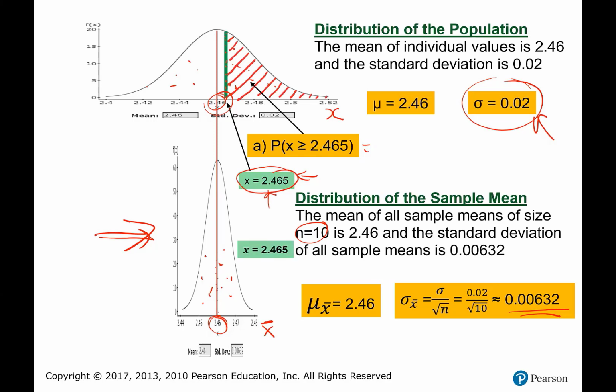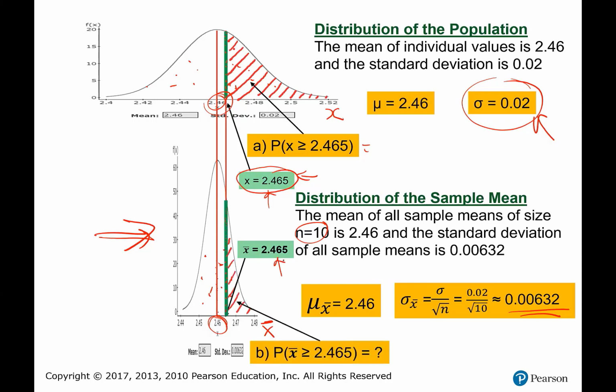And in the second problem, at this point 2.465, we are going to stack all samples of size 10 such that the mean of all of these samples is 2.465. And in this region, we have all samples of size 10 such that the mean of all of these samples is greater than 2.465. That is my second question. How can we solve this using formulas and tables?